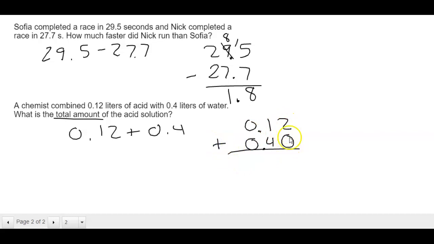2 plus 0 is 2. 1 plus 4 is 5. We keep the decimal, and 0 plus 0 is still 0. So our answer is 0.52.